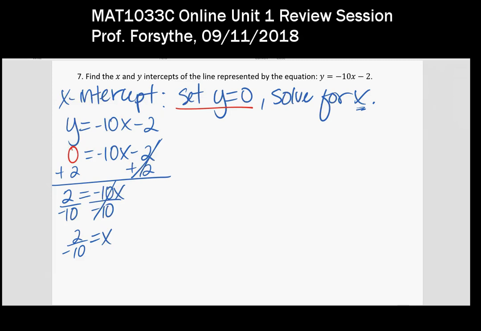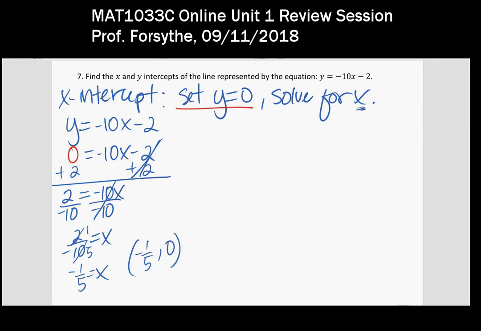Okay? And then let me check and see how they wanted your answer. Yeah, we can keep that in fraction form but simplify. So we can reduce 2 and 10 by dividing both by 2. 2 goes into 2 one time. 2 goes into 10 5 times. So -1/5 is going to be your x-intercept. As a point, that would be -1/5, comma 0.